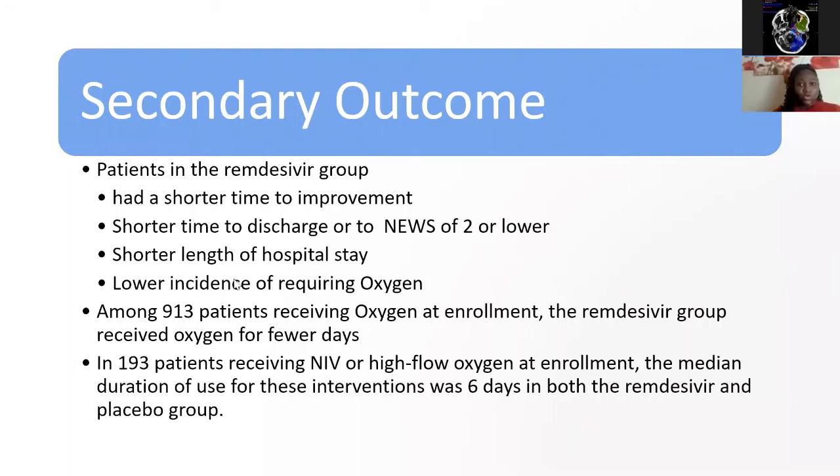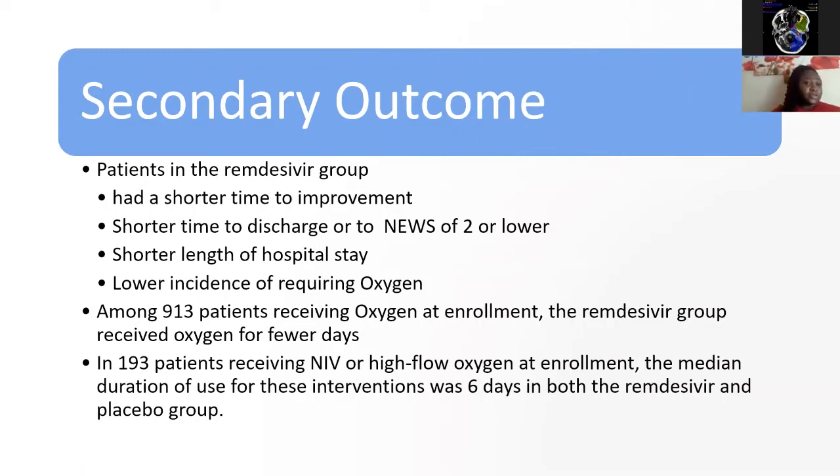If there's a drug that you can give and can give all these benefits, it's quite good. Among 913 patients receiving oxygen as enrollment from the paper, the Remdesivir group received oxygen for fewer days. In any paper, they should be able to say clearly all the outcomes. So this is what we gave, this is what we've identified, and this is what we found out. If it's not clear, then you won't really be able to say clearly, will this drug be beneficial?